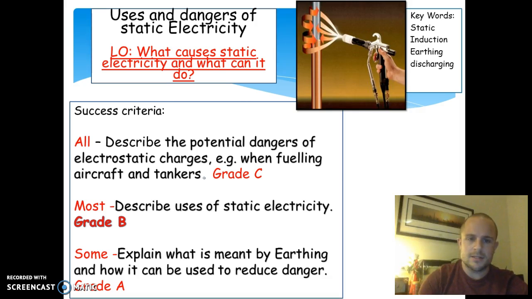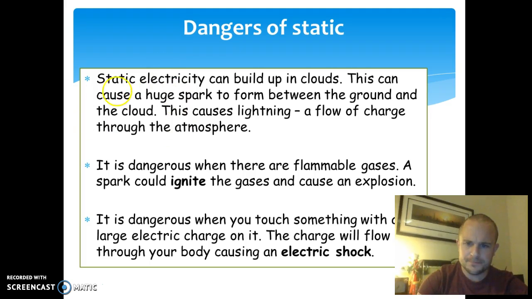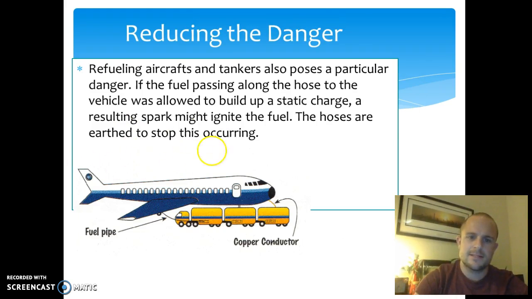So when can this be dangerous? When we're filling up tankers, for instance, what can happen? Obviously you've got fuel, and this fuel can be ignited and cause an explosion. Obviously we don't want that. So what we do is link the aeroplane or the tanker by something we call an earthing rod, or in this instance a copper conductor. So the copper conductor here is basically attached to the plane.